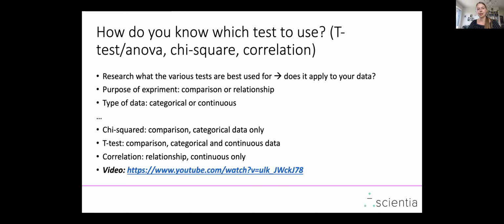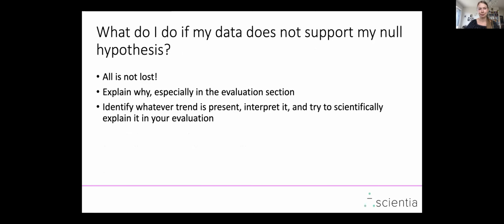So chi-squared is basically for comparison and categorical data only. T-test is for comparison and categorical and continuous data. And then correlation is for relationships, because you're of course finding the correlation between two things, and continuous data only. So hopefully that helps. And then this video down below, you can watch that as well.